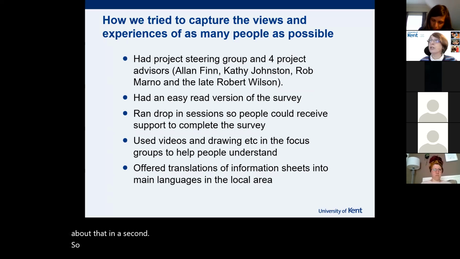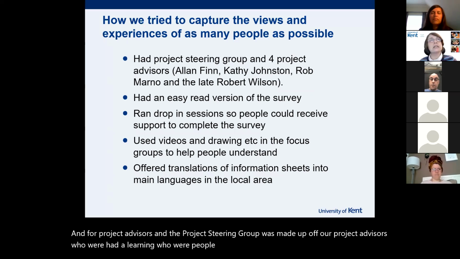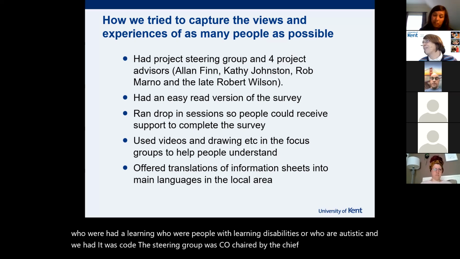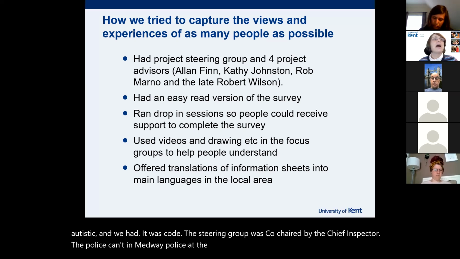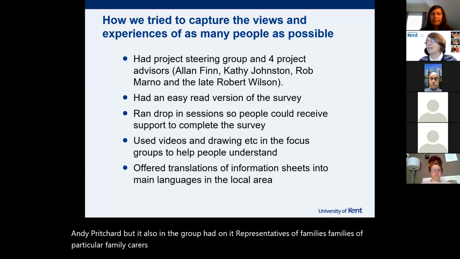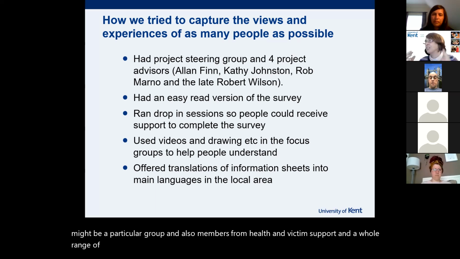So we had a project steering group and 4 project advisors, and the project steering group was made up of our project advisors who were people with learning disabilities or who were autistic. The steering group was co-chaired by the chief inspector of Kent and Medway Police at the time, Andy Pritchard. The group also had representatives of families, particularly family carers from ethnic minorities, because we felt that might be a particular group, and also members from health and victim support, the Challenging Behaviour Foundation, and a range of different people.